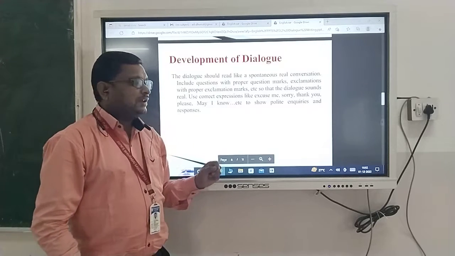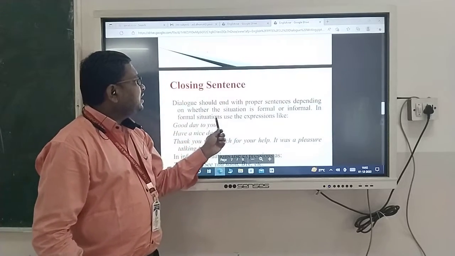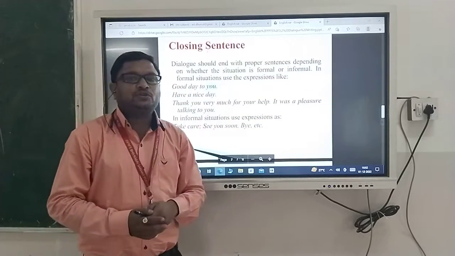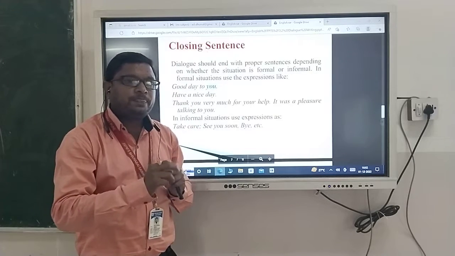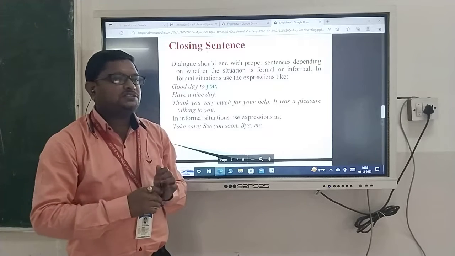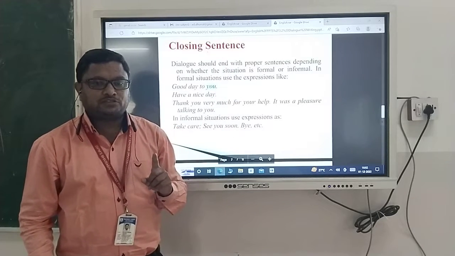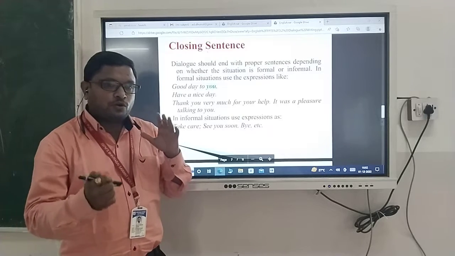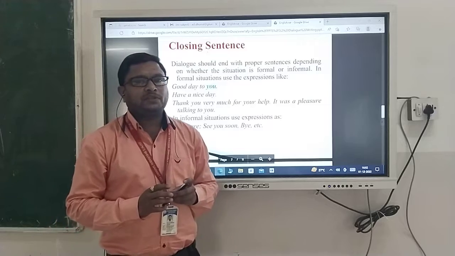Let's go towards the next step involved in dialogue writing. The last step in dialogue writing is the closing sentence. As far as the greeting is concerned, greeting carries 1 mark, development of a dialogue carries 2 marks, and this closing sentence carries 1 mark. So it is also an important thing. The closing sentence also we have to choose according to the context.